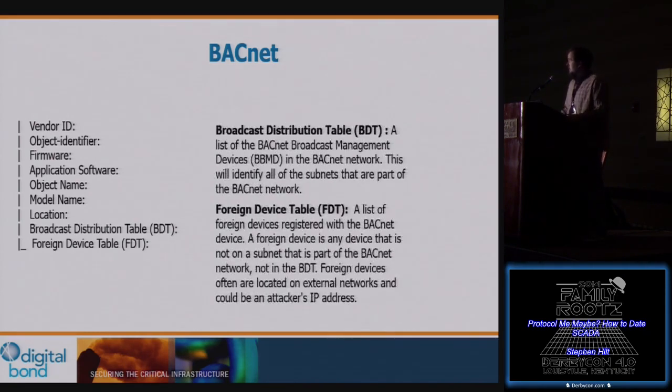Location is usually a user-defined string. Recently we added 2 different fields to the script. This is one of the first ones we released, which is the broadcast distribution table, or BDT, and the foreign device table. The broadcast distribution table is the list of BACnet devices in the BACnet network. This field needs to match each and every device that this device is talking to; if it's listed in the BDT, each one will match each other. The foreign device table is a list of foreign devices registered within BACnet. They're two different tables, and you don't usually have the same addresses in them.